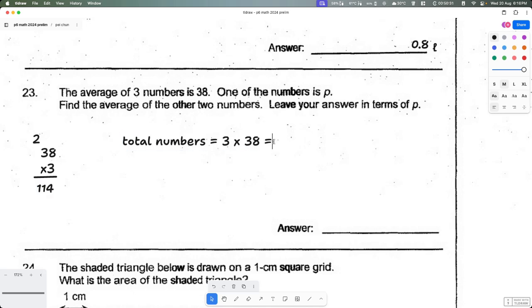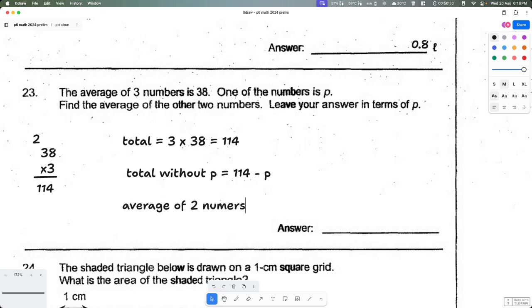Okay, so this is 114. Total without P is equal to 114 minus P, and then the average of the two numbers is equal to 114 minus P, and then divided by 2. So you can give the answer in terms of P, right?